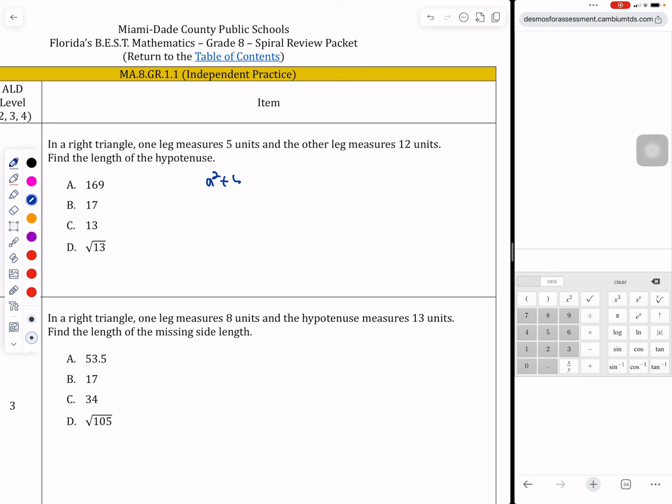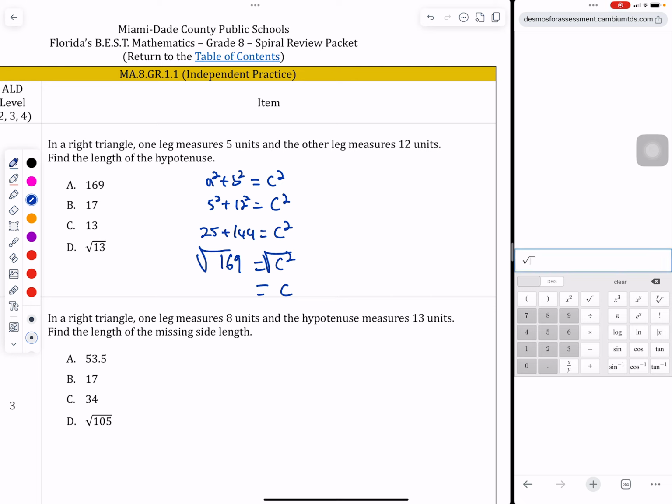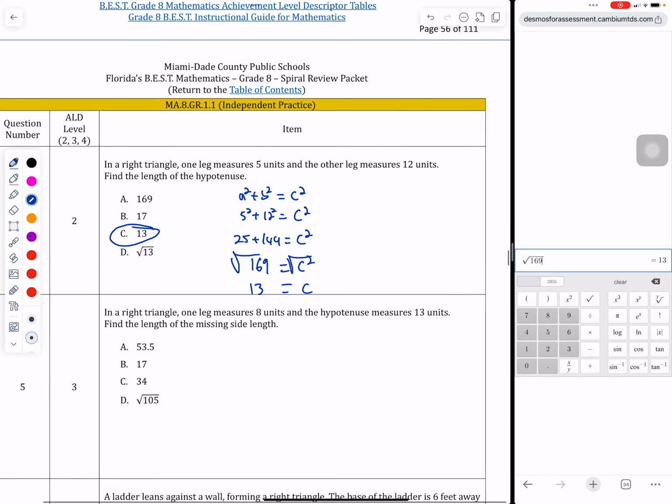A squared plus B squared is equal to C squared. I'm looking for the hypotenuse. So 5 to the second power plus 12 to the second power is equal to C squared. 5 to the second power is 25. 12 to the second power is 144. Don't be afraid to use your calculator. Add those two together. 169. We're going to take the square root of both sides. C is equal to the square root of 169, which is 13. So here's our answer.